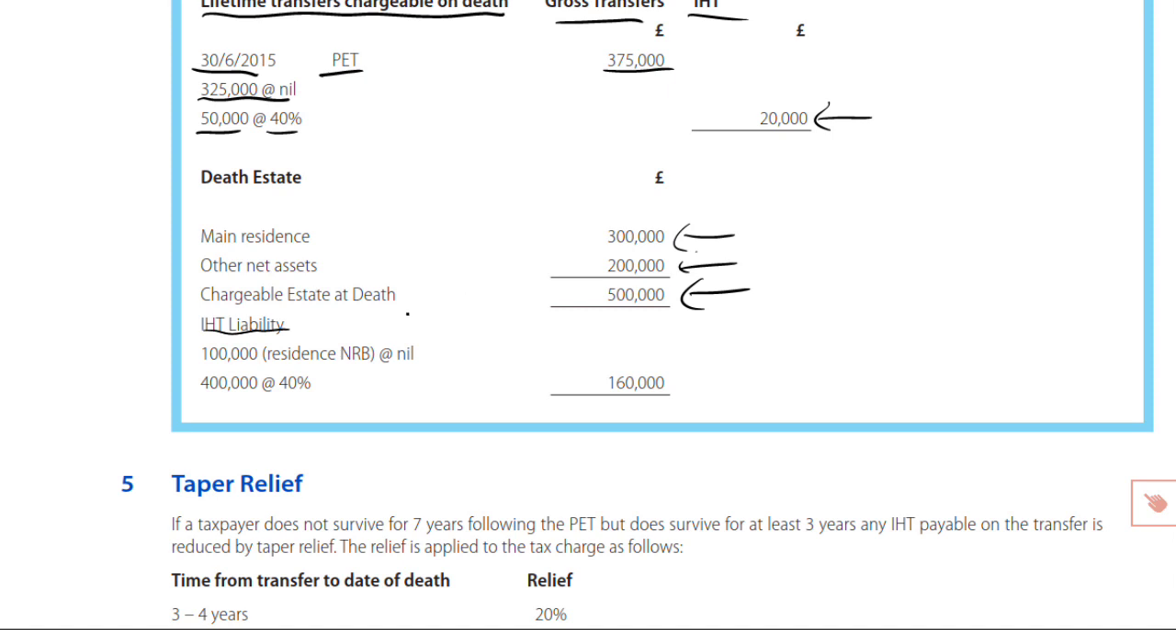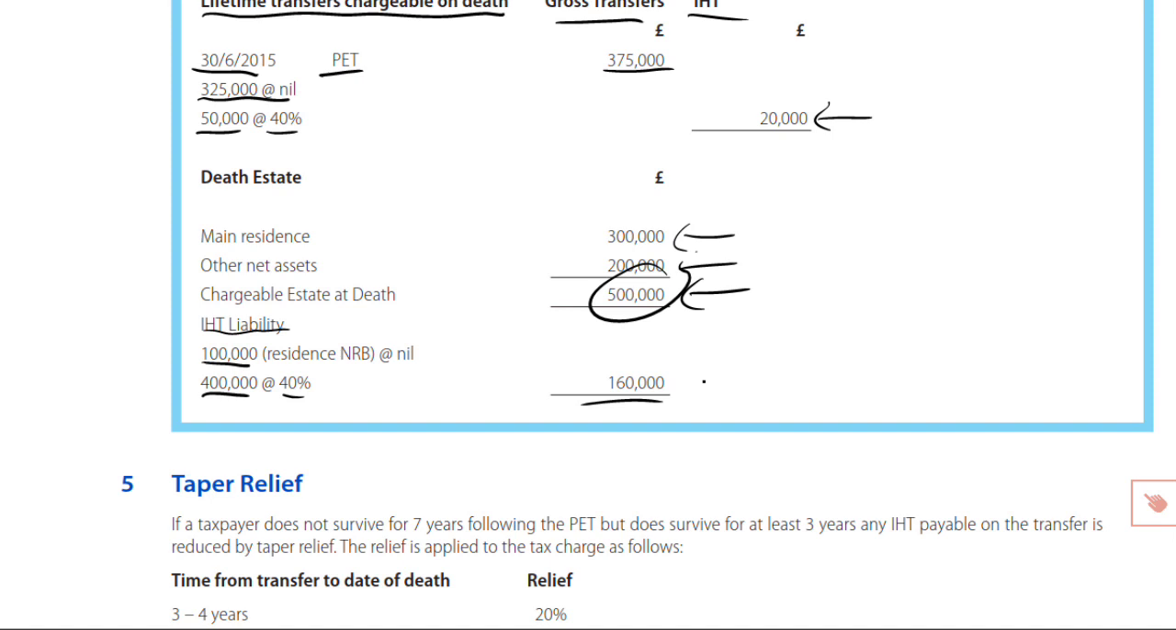Well, we've already used the nil rate band, but we will apply the residence nil rate band first anyway. It is available, 100,000 at nil. Out of the 500, 400 left at 40%, £160,000. And so we compute the IHT payable on the death estate.